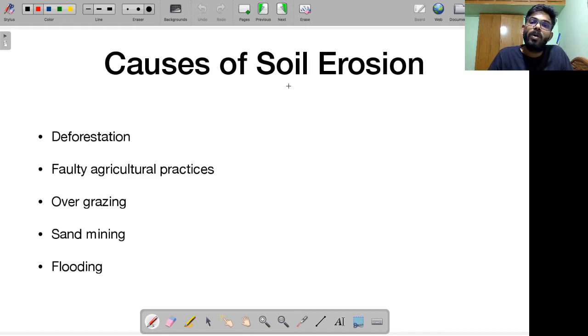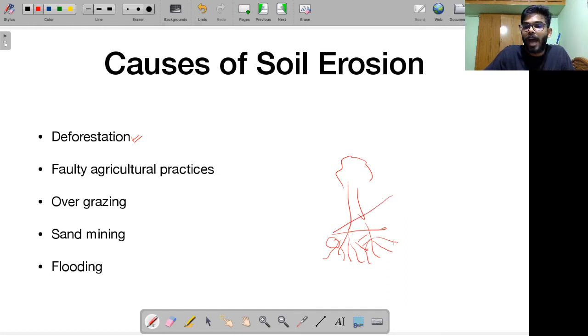Alright, let's start with the causes of soil erosion. One cause of soil erosion is deforestation. Deforestation is nothing but chopping down, cutting down of trees. Why does this result in soil erosion? Remember, plants have roots. These roots are responsible for anchoring the plant to the soil. They are holding on to the soil around them, so they protect the soil from getting eroded away. But when you chop off the plant, these roots are no longer anchoring the soil. That means it is going to result in soil erosion, because now it becomes easier for the process of erosion to occur.